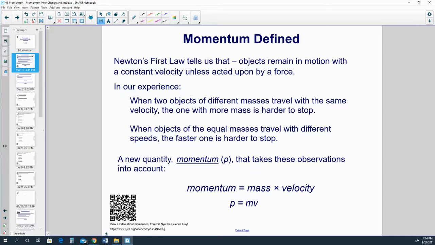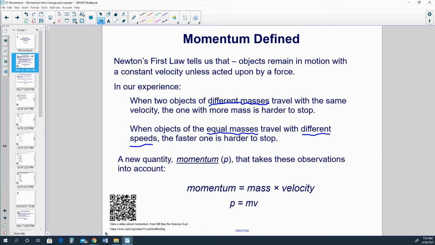Now, in your experience growing up so far, you've most likely noticed that when you have two objects of different masses traveling with the same velocity, the one with more mass is harder to stop. So the velocity is the same, but the masses are different. Now, when you have objects of equal masses traveling with different speeds, the faster one is harder to stop.